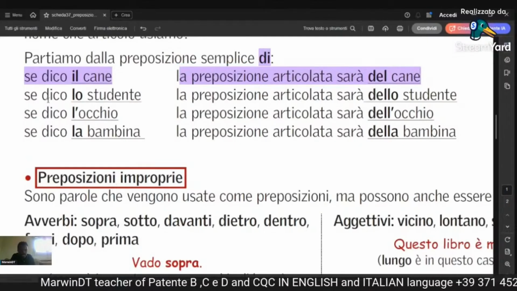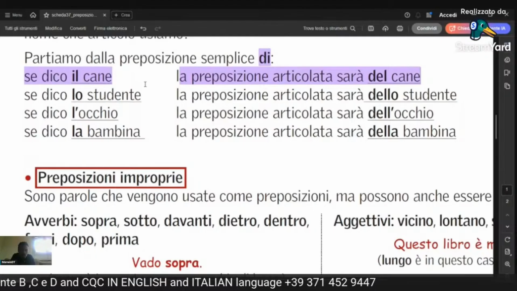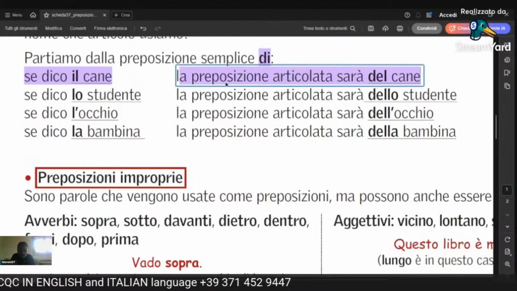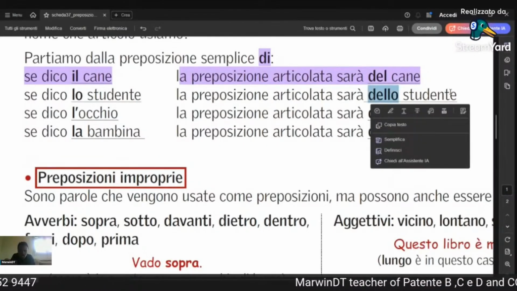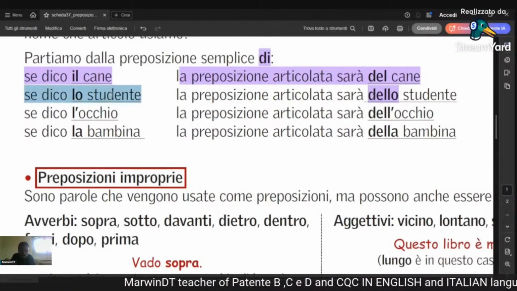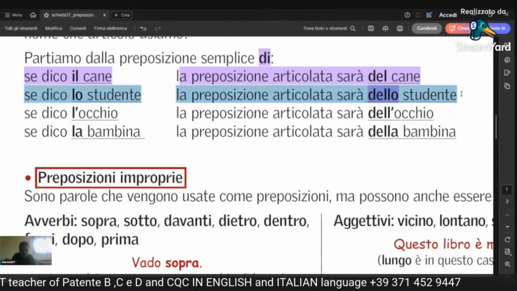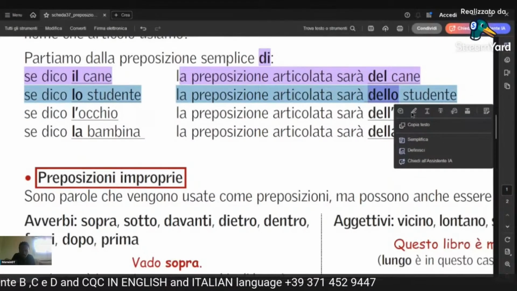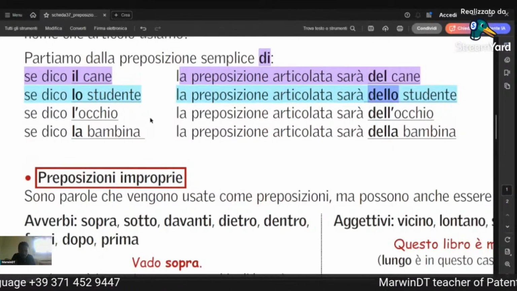Okay. Se dico lo studente, so it becomes lo plus d, it becomes what? Dello. Dello studente. Okay? Dello studente. Very good. Are we learning something here? If you are learning, write yes, yes in the comment section.